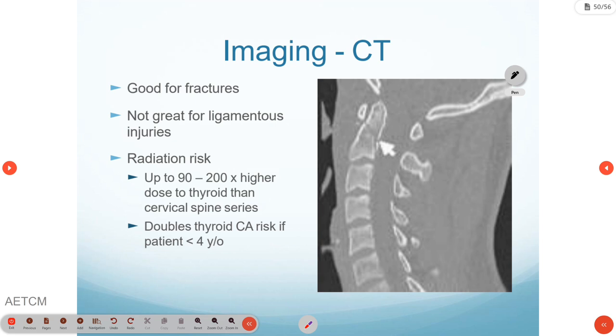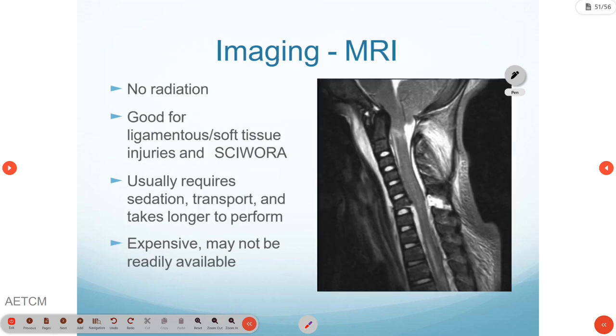CT also carries more radiation risk. So in the pediatric group, we do not prefer going with CT. But if you are suspecting a fracture, then you can have a CT. Coming to the MRI, the benefit is there is no radiation, and you will also be able to know if there are any ligamentous injuries. And in SCIWORA also, mostly we recommend going ahead with the MRI.